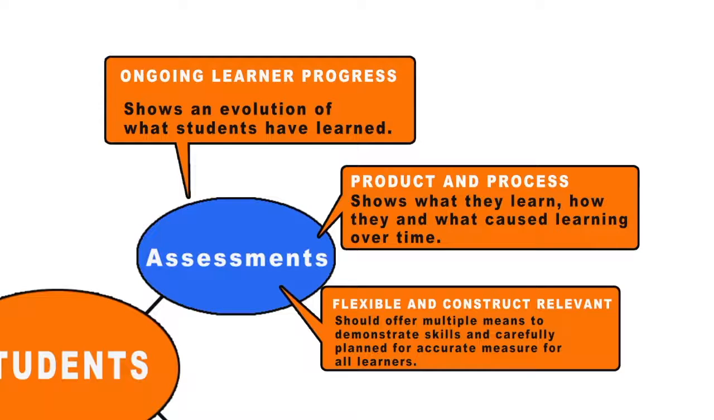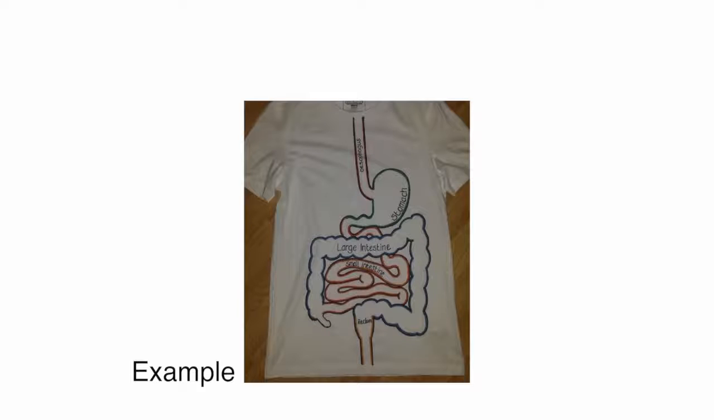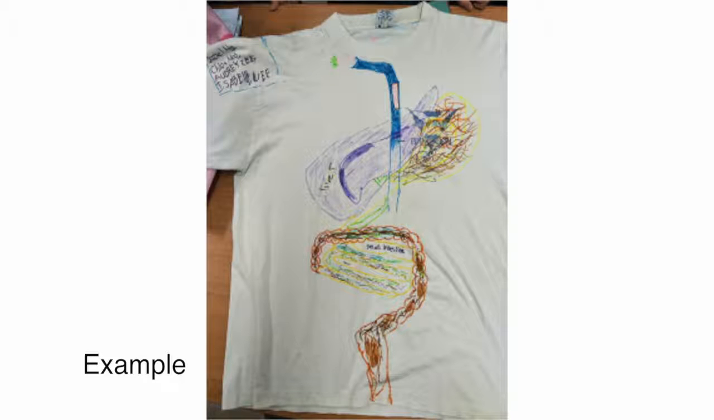So back to the digestive system lesson for assessments. We had several summative assessments. The students were given options to model the digestive tract using Play-Doh. Another summative assessment was that many kids wanted to draw the digestive tract. So we used the white t-shirt method, where the buddy put on the white t-shirt, and the student was able to draw the digestive tract directly on the body of another student.